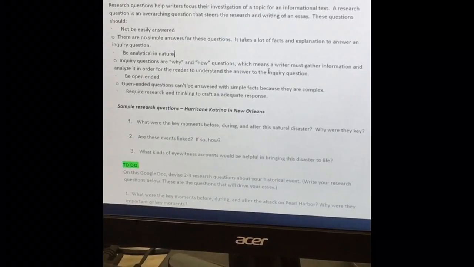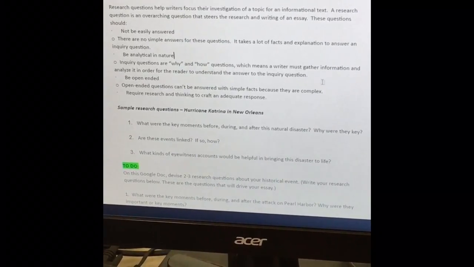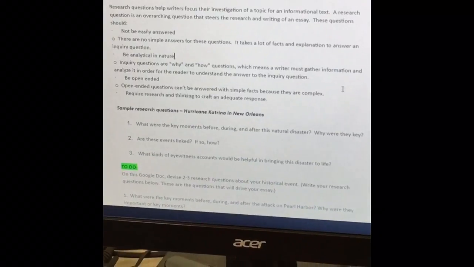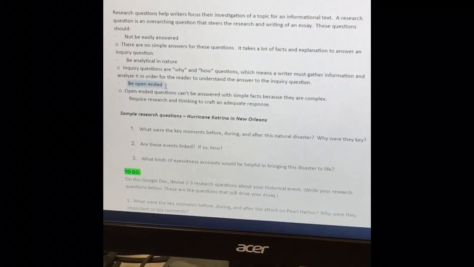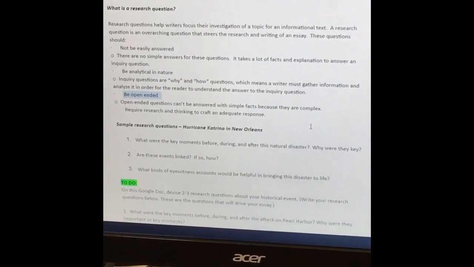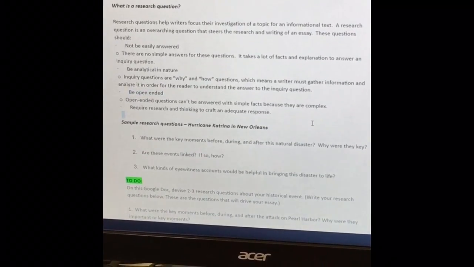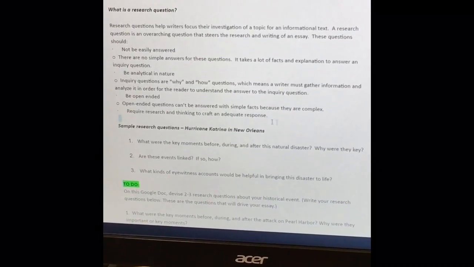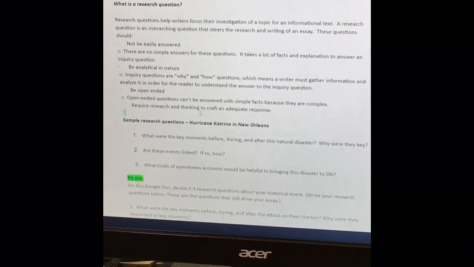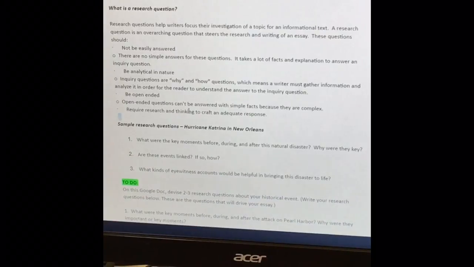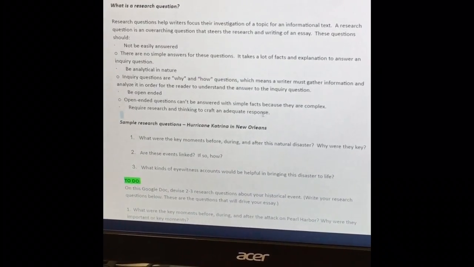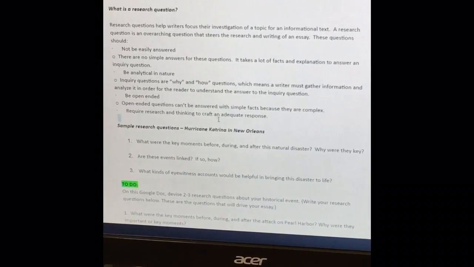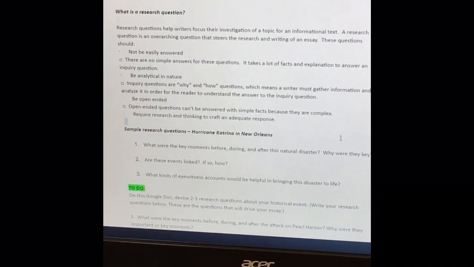And this is when writers gather information and analyze in order to help the reader understand what the topic is all about. And then lastly, they need to be open-ended. Your questions shouldn't be answered with yes or no answers. So they need to be answers that you explain. Open-ended questions can't be answered with simple facts because they are complex. They require research and thinking to craft an adequate response.